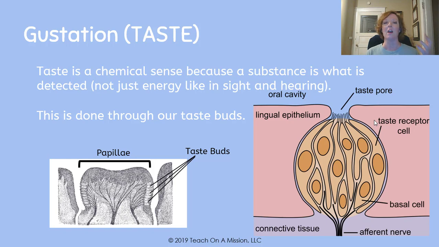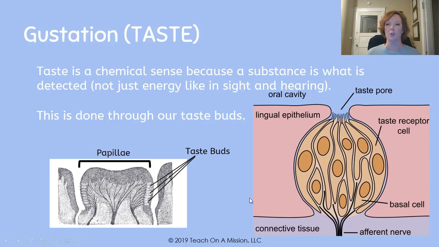So there is something, a substance or a chemical, that is going to wash over, in the case of gustation, your tongue. So it's done through our taste buds. I want you to look at the picture on the left of your screen. This is a picture of a papilla, and on the sides of each papilla are taste buds, and that's what is actually going to pick up the taste or the gustation, the substance.